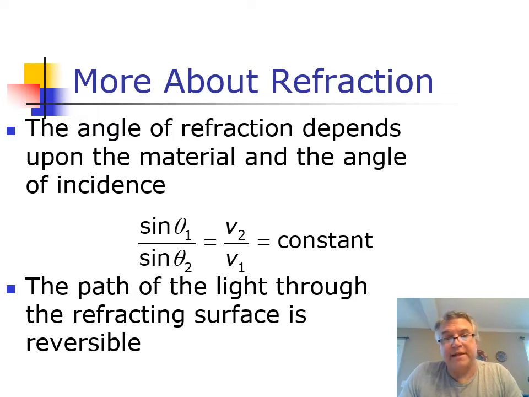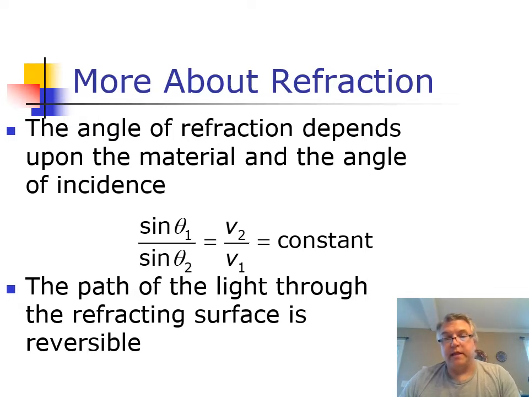And we could represent that mathematically by saying the sine of theta 1, by the way, is my angle of incidence, theta 2 is my angle of refraction. So the sine of my angle of incidence divided by the sine of my angle of refraction is equal to the speed that light is traveling through in my refracted medium divided by the speed that the light is traveling through in my incident medium. And that is always going to be some constant value. And we will talk about what that constant value is coming up in a few slides.